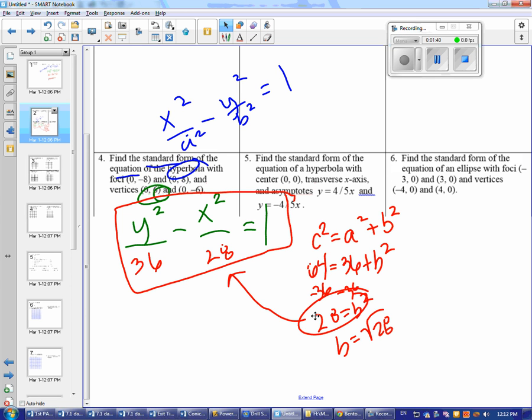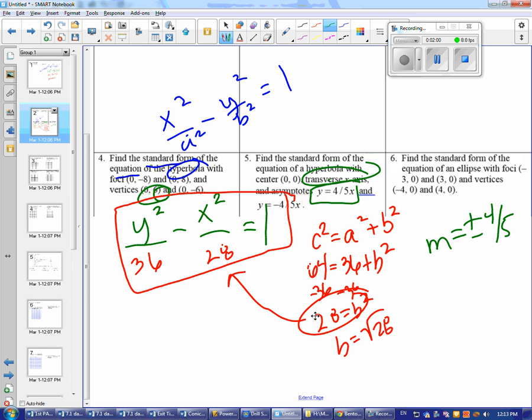When you go on to number 5, you are told that it's horizontal. That's what it means when it says the transverse x-axis. That's just another word for the major axis for a hyperbola. The difference is the asymptotes. So remember that the slope of your asymptotes, you're told that it's 4/5, either positive or negative.